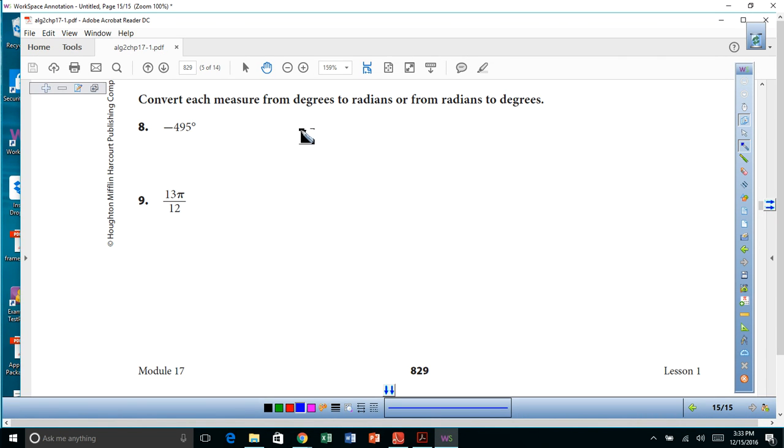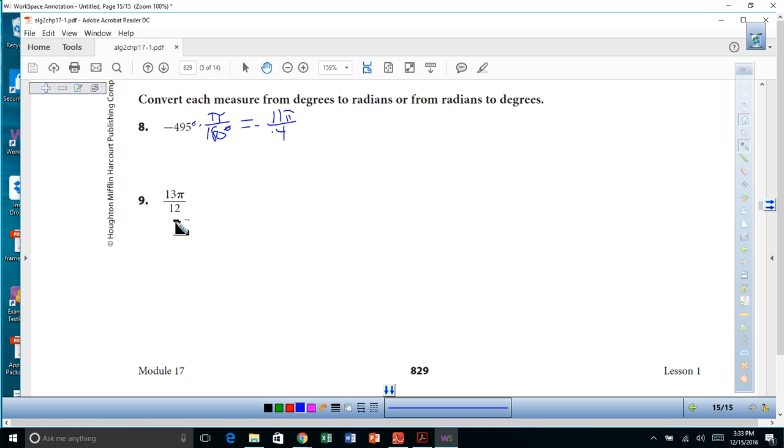So I have negative 495 degrees, and it says convert each measure from degrees to radians. So I'm going to multiply this by pi over 180 degrees. So those will cancel out, okay? And I can't do that in my head, so I use my calculator, and I got 11 pi over 4. And that was a negative, so that's going to be negative. Let me scoot that over a little bit. Negative 11 pi over 4.